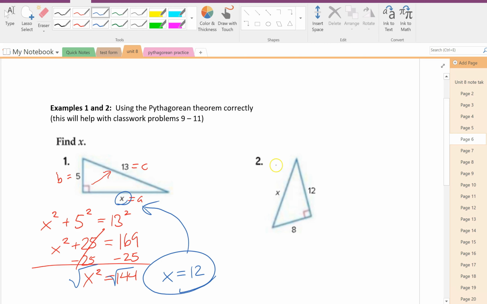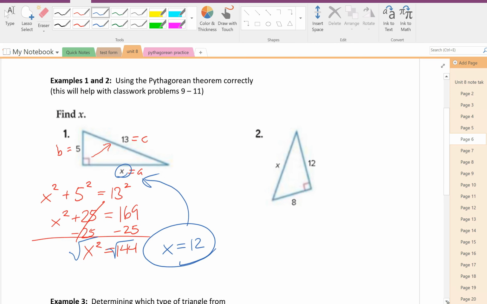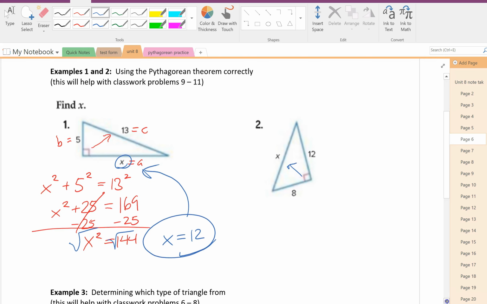Okay, I'm going to let you do 2 on your own. I don't think you need any more guidance from me on this. But make sure that you figure out which side is C. Make sure that you use x as your C in that problem because it's the one that's across from the right angle.